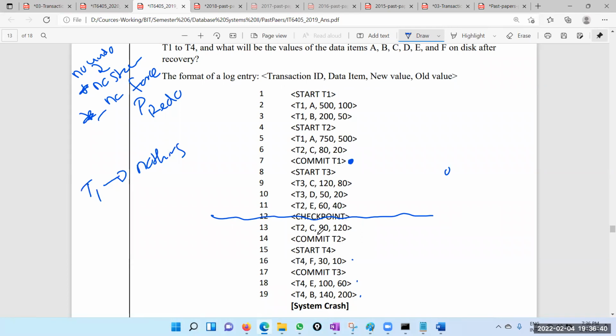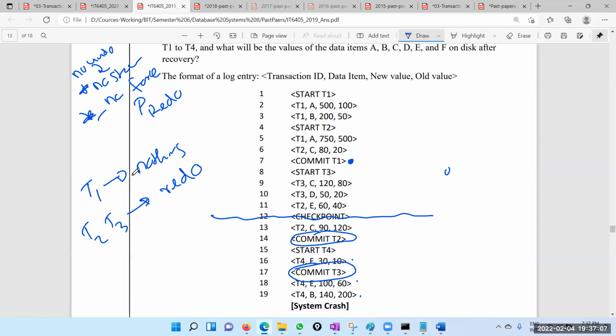But transaction 2 is committed. Transaction 3 is committed. But there's no checkpoint after that. Therefore, there's a possibility that the data related to these 2 transactions is not yet written, because it is no force. So therefore, we have to redo those. So transaction 2 and transaction 3, we need to redo.